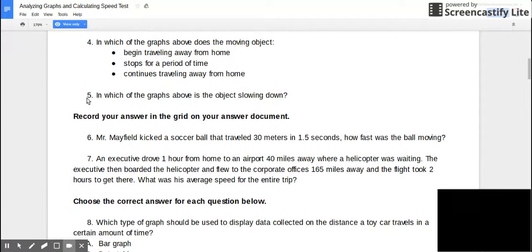And the last one, number 5. In which of the graphs above is the object slowing down? Pick graph A, graph B, graph C, or graph D.